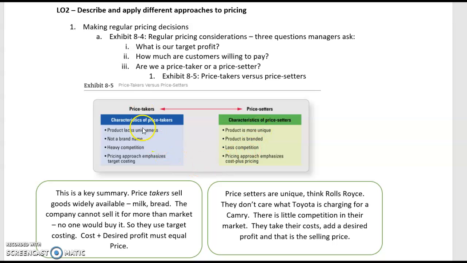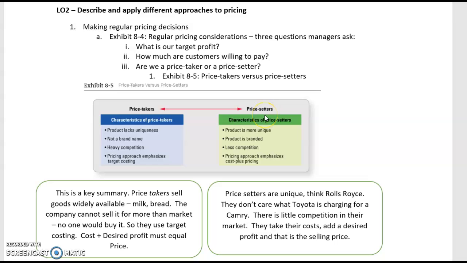And you are a price taker if you've just got a product that is not unique, has no brand name, there's a lot of competition for it. Okay, and if that's the case, then you've got to use target costing. Since you know how much you can only sell it for, and you know how much money you need to make, your cost has to be the result of that. So your selling price minus the desired profit has to be equal to your cost.